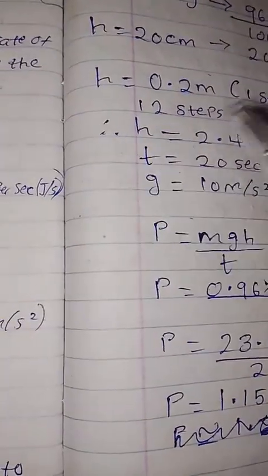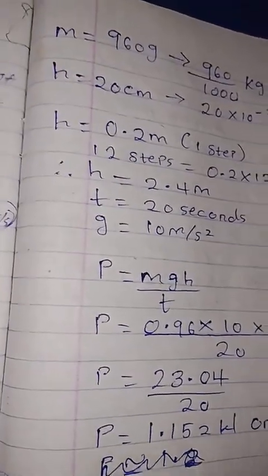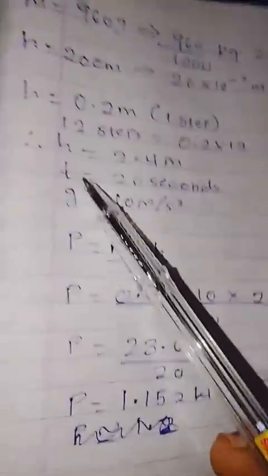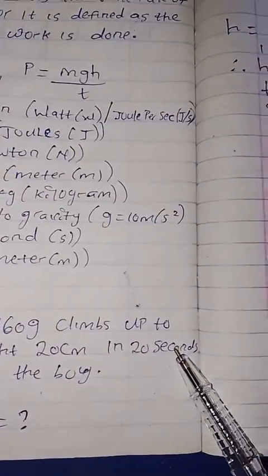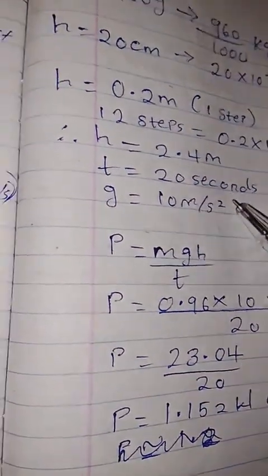So if you like, you can even do 20 times 12 at first, then you can change your centimeter to meter if you like. But it's still the same thing that you get. Now our T is time. They said in 20 seconds. Therefore our time will have 20 seconds.